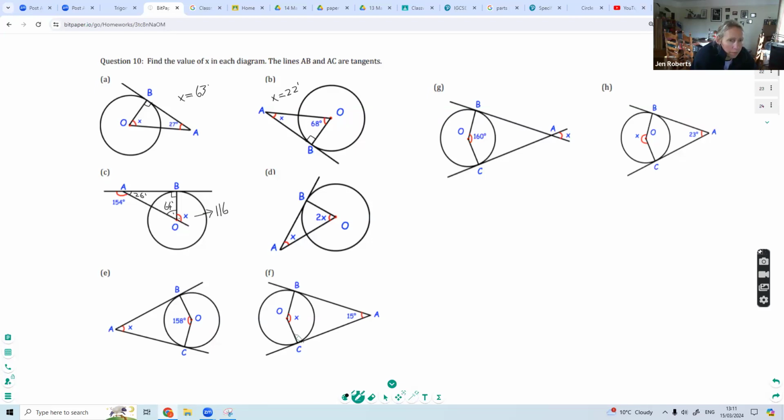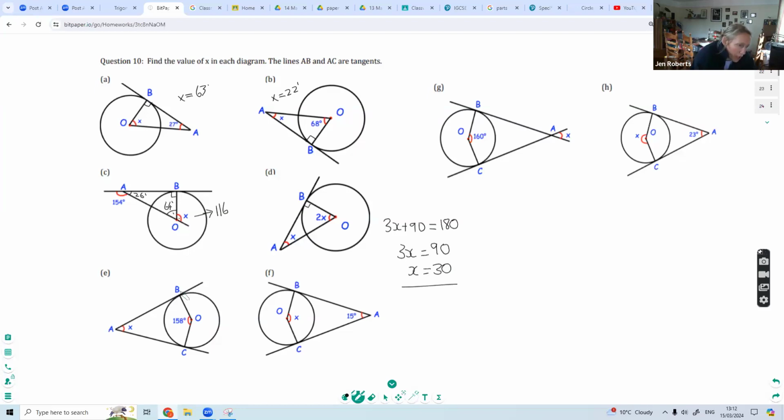Part D. Tricky, very tricky one again. This angle here is 90. Angles in a triangle add up to 180, don't they? 2x add x is 3x. So we know 3x plus 90 equals 180. Now it's an equation we can solve, isn't it? Let's take 90 off both sides and divide both sides by 3. Well done if you got that one right.